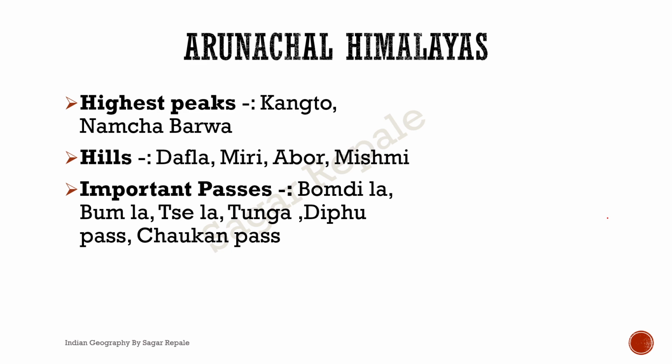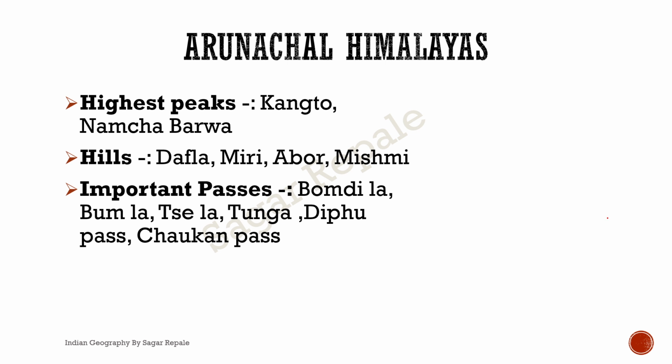So what are the important features? Let's talk about it. There are two important peaks, Kangto and Namcha Barwa. What is the significance of Namcha Barwa? Namcha Barwa is the peak where the river Brahmaputra takes a U-turn and then enters India through Arunachal Pradesh. Then there are some important hills: Dafla Hills, Miri, Abor, and Mishmi.